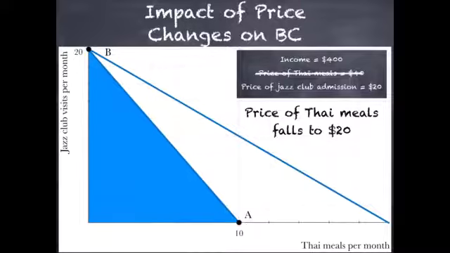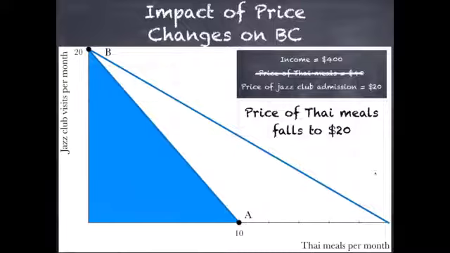That means we can afford to purchase more Thai meals every single month. It doesn't impact the total number of jazz visits, right? We can still only go to the jazz club 20 times because the price of jazz club admissions has remained the same. But because the price has fallen, our budget constraint is going to be shifting outward to represent the fact that now we can afford to buy more Thai meals every month.